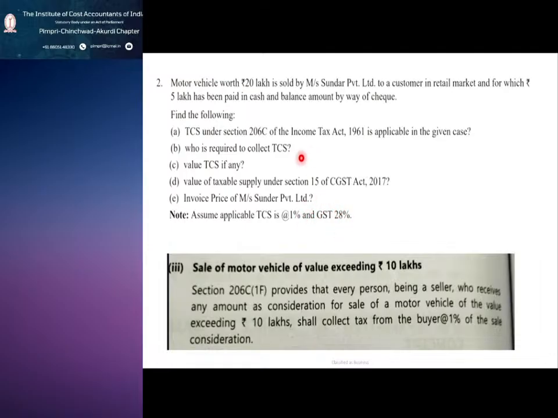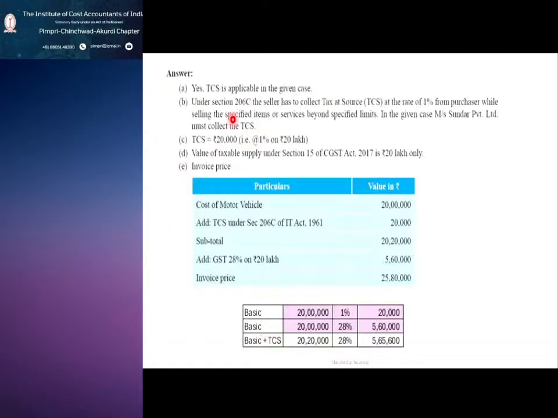So slowly you will be studying about this TCS also in your direct tax class. But for this problem, whether TCS is applicable or not, you can refer to sale of motor vehicle if it is exceeding 10 lakhs. Then in that case TCS is applicable. It shall collect a tax from the buyer, 1% of the sale consideration. So you can mention TCS is applicable.